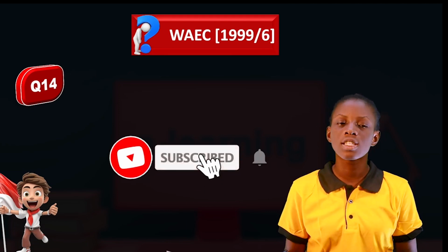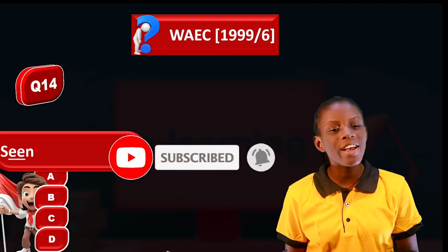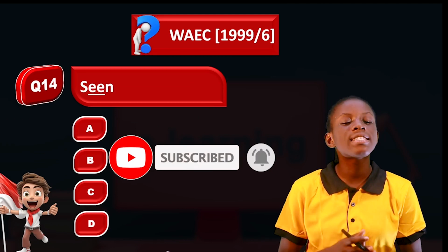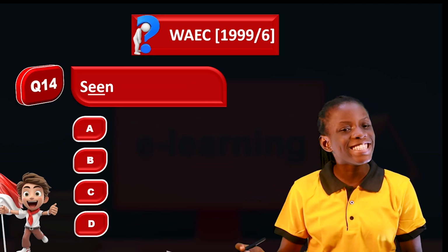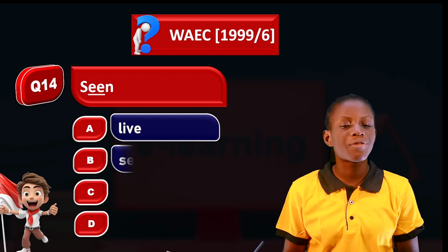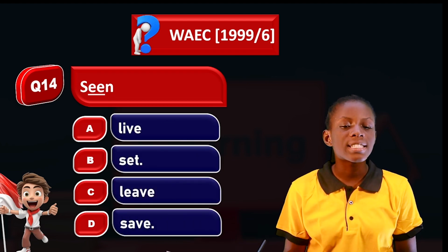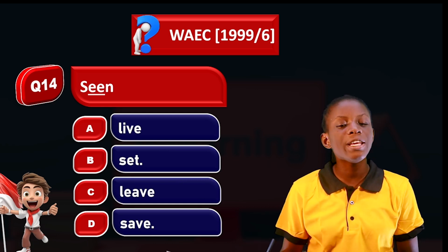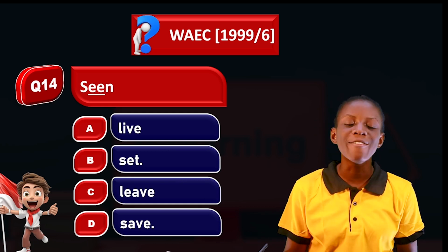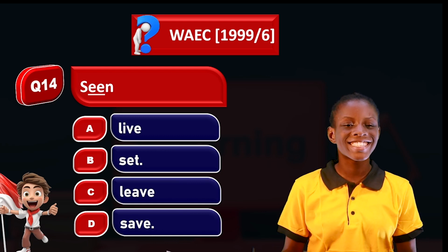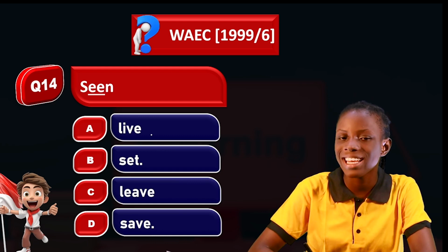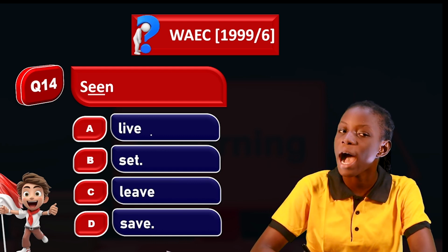And why I can ask this wild question? We have our given word to be seen. Seen. And options are leave, set, leave and save. So what is your answer? We have our given word, so let's transcribe together to verify our answer.